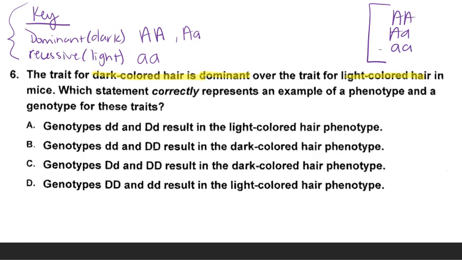and it's saying the genotypes blank and blank are going to result in whatever phenotype. So you're just going to make sure that these two genotypes are matching the dark color phenotype, and that this genotype is matching the light phenotype in these answer choices below.